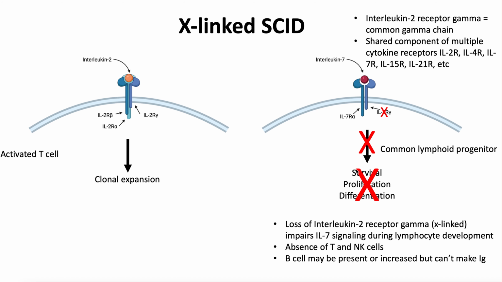you impair IL-7 signaling during this process, and this absence of IL-7 signals leads to impaired development of these lymphocyte populations. And X-linked SCID is noted by the absence of T cells and NK cells, natural killer cells, which is another lymphocyte population but is part of the innate immune response. And B cells actually may be present in this disease, but they can't make any immunoglobulins. So again, X-linked SCID is an absence of the gamma portion of the IL-2 receptor, but has nothing to do with IL-2 signaling. Rather, it's a defect in IL-7 signaling.